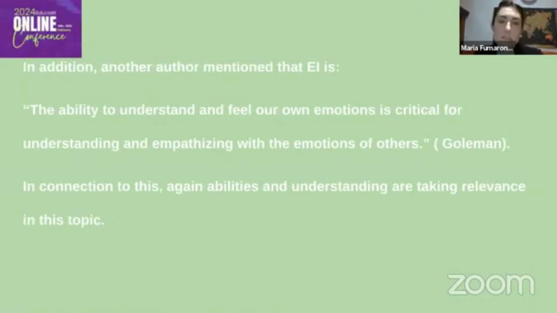In addition to this definition, as I mentioned, a lot of studies have been made, and we found another definition: the ability to understand and feel our own emotions. This is critical for understanding and empathizing with the emotions of others, according to Goleman. So, in connection to this, again, abilities and understanding are taking relevance in this topic. So we could say that it is relevant to understand ourselves in order to know and understand others. And now you will see why it's very important for teachers to have this competence.